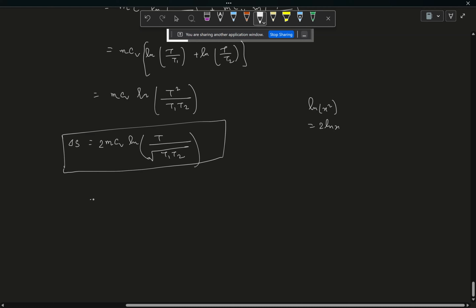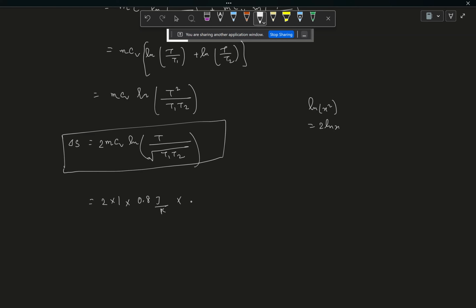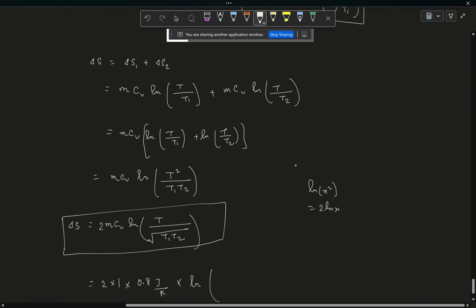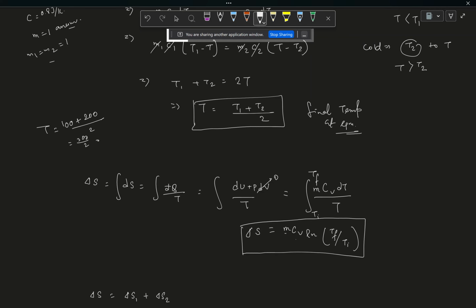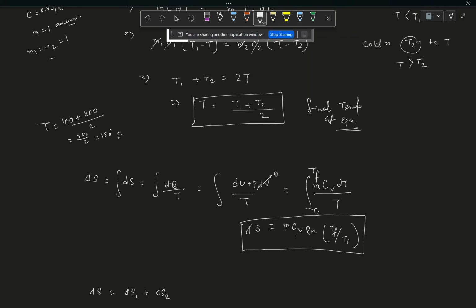Now you put the values to calculate, and as there is no mention about the mass in the question, we take the mass to be unity. So m is 1, the heat capacity is given in joule per Kelvin, into ln of the final temperature. We have to calculate that from what we got earlier, that the final equilibrium temperature T is (T1 plus T2) by 2. Now you got in the question that T1 is 100 and T2 is 200. So this is 300 by 2, that is 150 degrees centigrade is the final temperature.